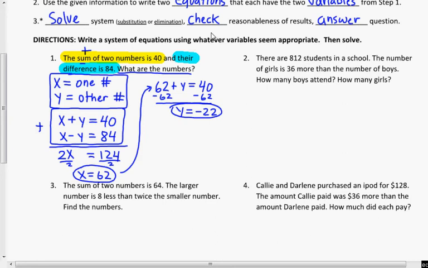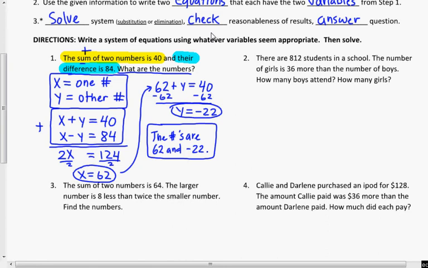So that's my solution. And because it's a story problem, you need to briefly answer the question. The answer to this question would be the numbers are 62 and negative 22. And you can check that. If you add those two numbers, the sum is 40. And if you subtract 62 minus negative 22, they add up to 84.